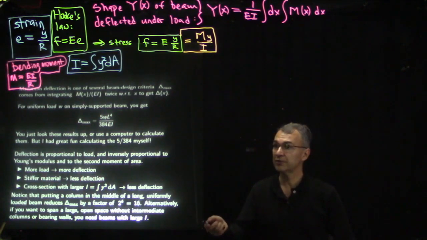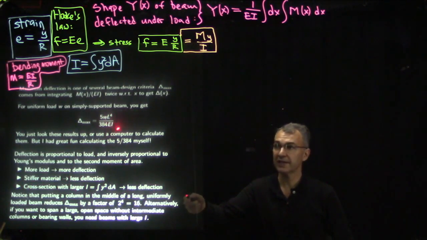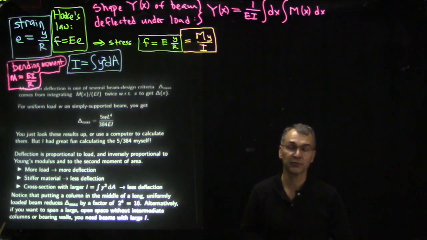If you use a stiffer material, you get less deflection. You can see this Young's modulus in the denominator. And if you use a cross section with larger second moment of area, also known as area moment of inertia, you'll get less deflection. You see this second moment of area I in the denominator. And in general, you have this factor EI in the denominator. So the stiffness of a beam is proportional to EI.